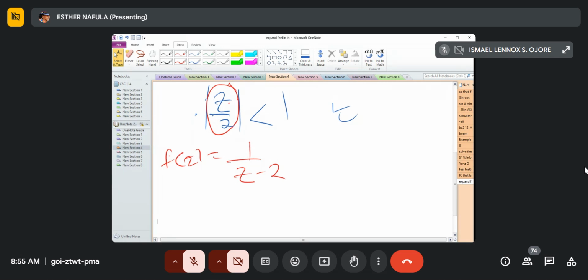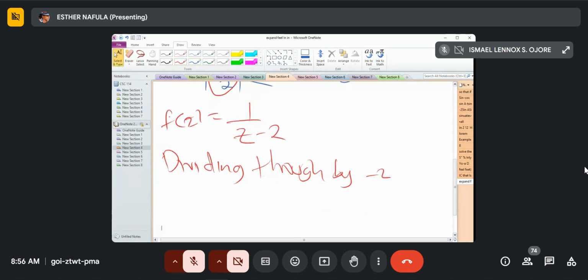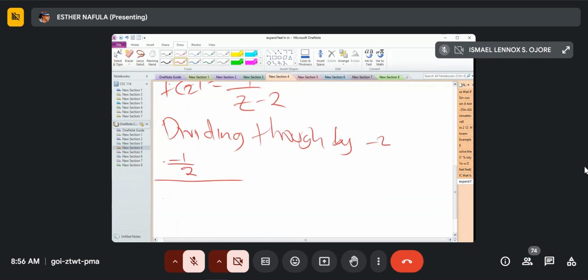Divide all through by negative 2. So we have negative 1 divided by 2 in the numerator. In the denominator, we have z divided by negative 2 minus 2 divided by negative 2. So this is negative half over 2. Minus 2 divided by minus 2 is positive 1.